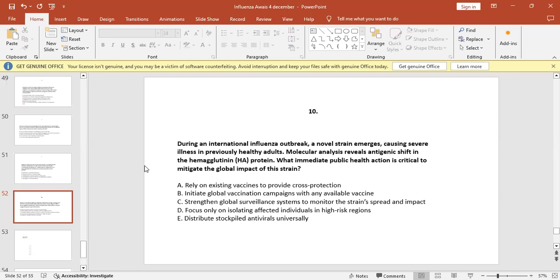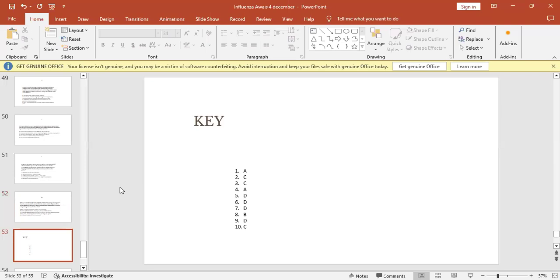Whether rely on existing vaccine to provide cross protection, initiate global vaccination campaign with any available vaccine, strengthen global surveillance system to monitor the spread of the strain, focus only on isolating affected individuals in high-risk regions, distribute stockpiled antivirals universally. B. Yes, it's B. Initiate global vaccination campaigns with any available vaccine. This is the key to the MCQs.